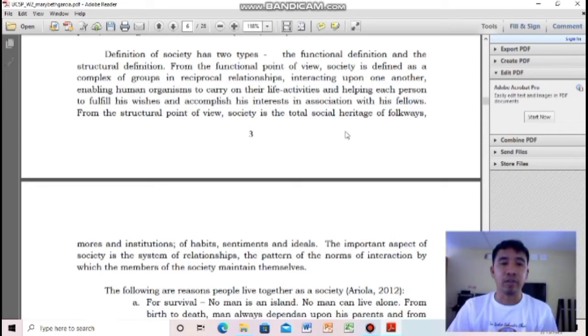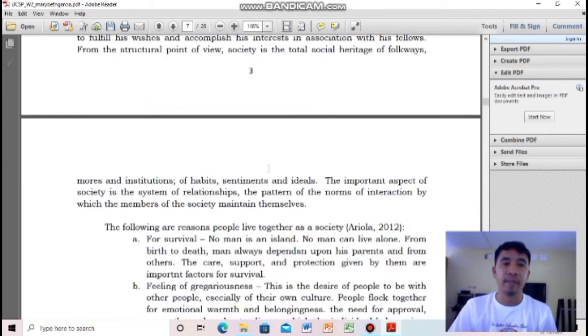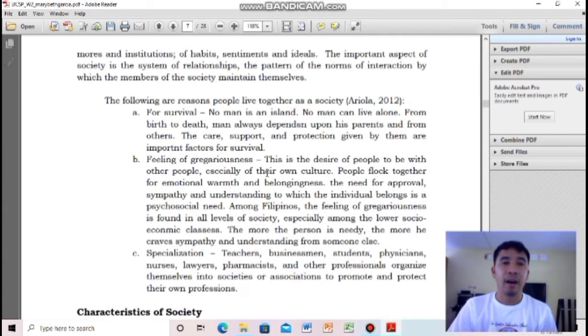Kumbaga, structure siya sa mga nagkasari nga mga folkways, mga pagpati naton, ginatuuhan naton, ang mga habit naton. That includes on the structural point of view of the society. So the following are reasons people live together as a society. Amo ko na ang mga reasons nga ang tao nagkakabuhi together as bilang isa ka sosyedad.